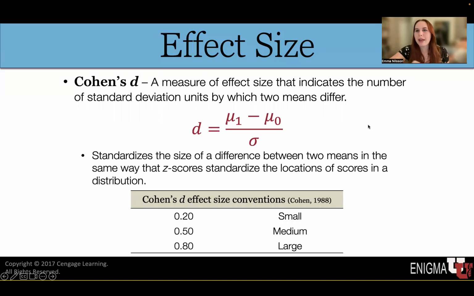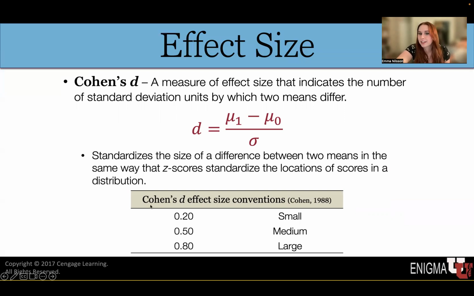So here is how we measure effect size. There are a couple of ways that we can measure it, but one of the most common is called Cohen's d. It's a measure of the effect size that indicates the number of standard deviation units by which two means differ. So similarly to some other concepts that we've talked about, like a z-score, Cohen's d is in units of standard deviations, and you find it by finding the difference between two population means, and then you divide it by the standard deviation.